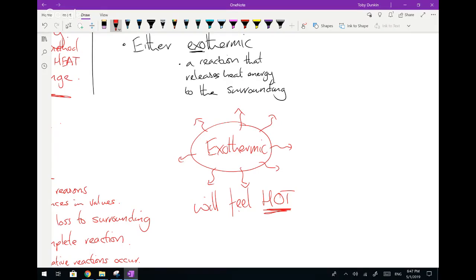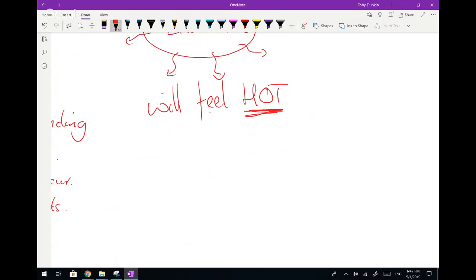Exothermic reactions feel hot. The reason why is because if you have a reaction that is giving out heat energy and you put your hand nearby, if your hand started at 25 degrees Celsius, which is just above room temperature, I mean, it would be more like 32, really. Your average core body temperature is 32, but let's call your hand 25. It will absorb that heat and the temperature will rise. So your hand will raise in temperature because it's going to be absorbing the heat being released by the reaction.